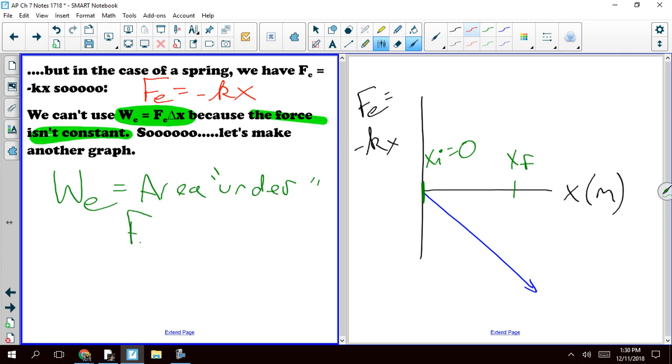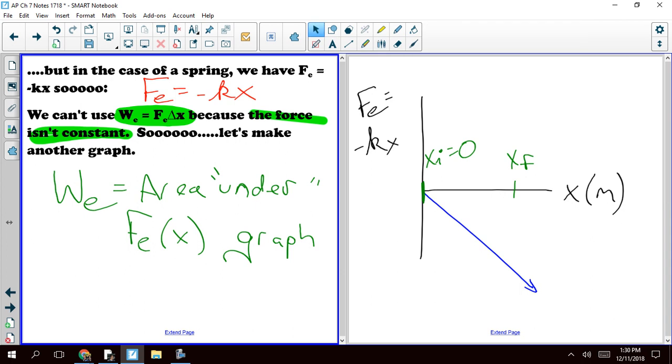the graph, under the f of x graph, okay? Sorry, I paused there for a minute because I was thinking to make sure my signs would work out the way I wanted to, and they will. All right? So, well, let's see.